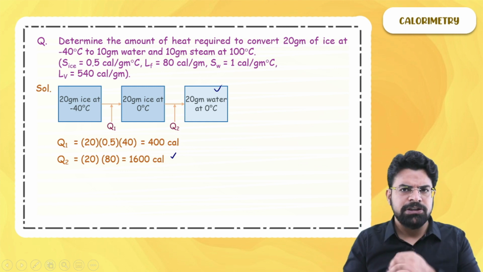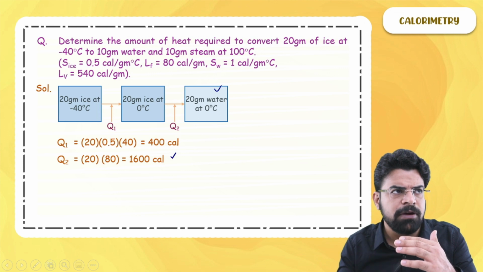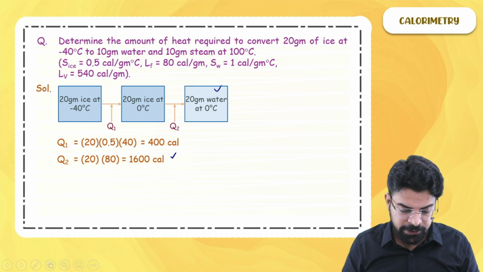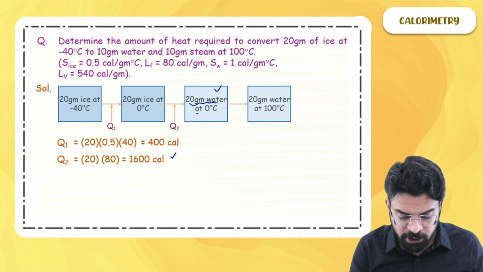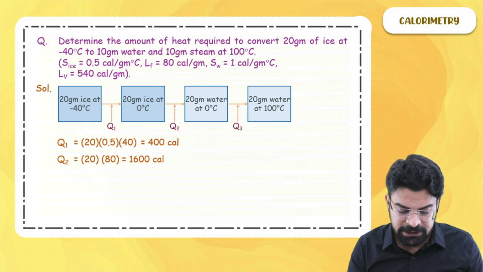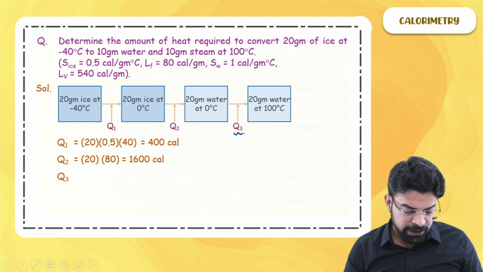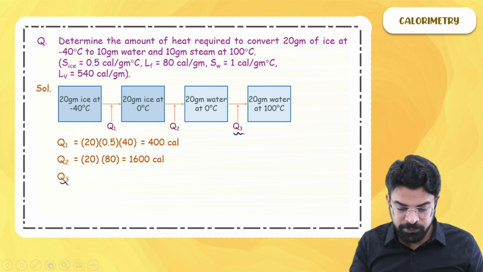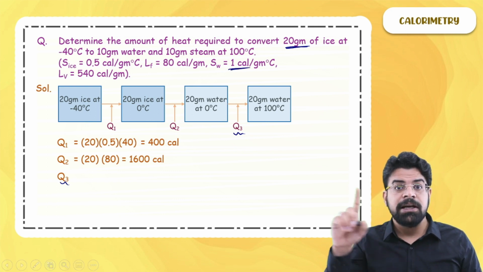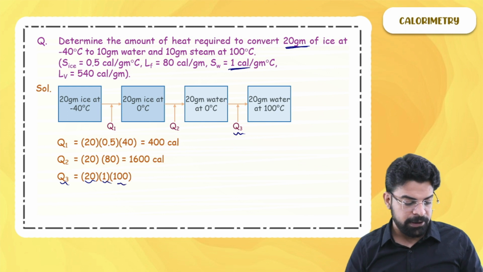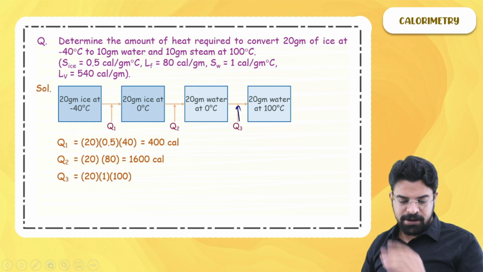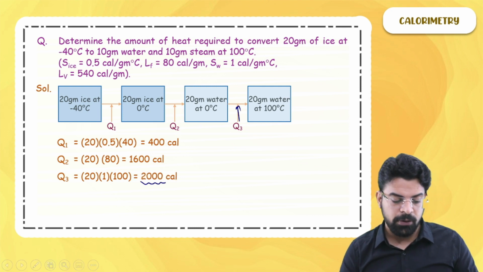Once you have got water at 0 and you start providing heat, what will happen? So the temperature of water will increase up to which mark? Up to 100 degrees centigrade. So to convert 20 gram of water at 0 to 20 gram of water at 100, you have to further provide heat. Let's say the heat provided is Q3. So Q3 will be equal to m s delta T. The mass is 20. The specific heat of water is 1 and the temperature increases by 100. So 20 into 1 into 100. So the heat provided to increase the temperature of water from 0 to 100 is nothing but 2000 calorie.